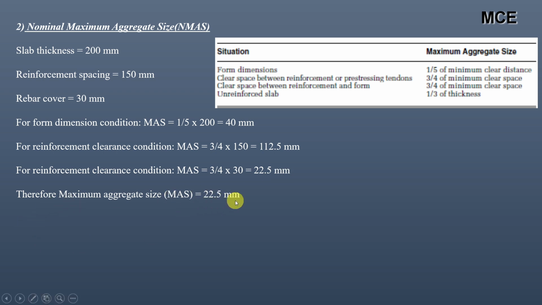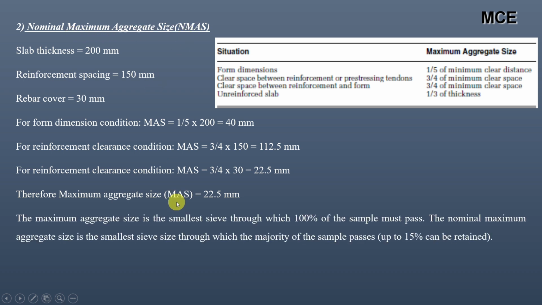So the maximum aggregate size for our concrete is 22.5 mm, but we have to find the nominal maximum aggregate size. Maximum aggregate size is the smallest sieve through which 100% of the sample must pass, and nominal maximum aggregate size is the smallest sieve through which the majority of the sample passes, that is, only up to 15% can be retained. So we will take the nominal maximum aggregate size as 19 mm.